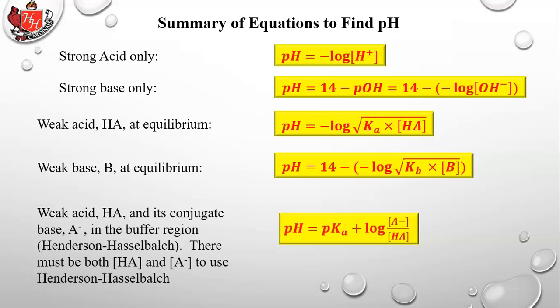And finally, weak acid HA and its conjugate base A minus in the buffer region, that's Henderson-Hasselbalch. There must be both HA and A minus to use Henderson-Hasselbalch. So you might want to jot these equations down, okay? And I would recommend that. I'm going to ask you to do that in class and on the assignment. It doesn't hurt to memorize them, but you should definitely have them written down somewhere because you're going to use them.